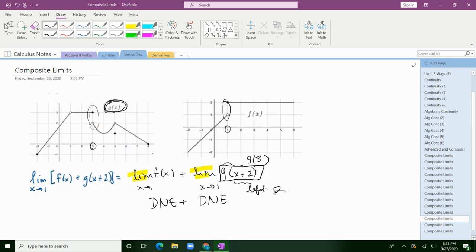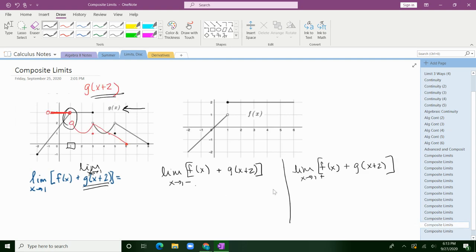I just don't want you to look at this and see, okay, the limit as x approaches 1 of g of x plus 2 is really g of 3, and g of 3 is 3. You don't want to think like that. You're still thinking limits. Okay, so I'm going to do one-sided limits here. So I have the limit as x approaches 1 of f of x, and I'm going to go from the left this time. So I'm still going to break up my limit into two different things and add them.